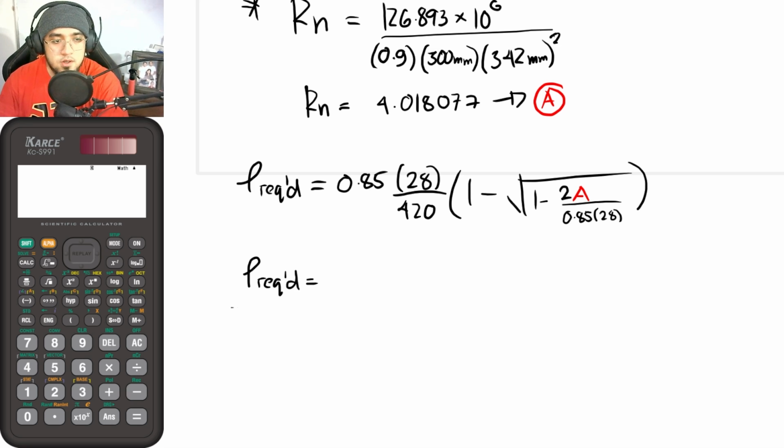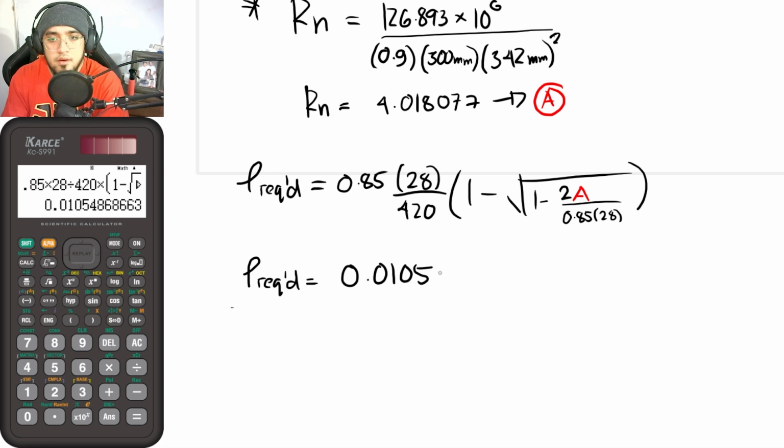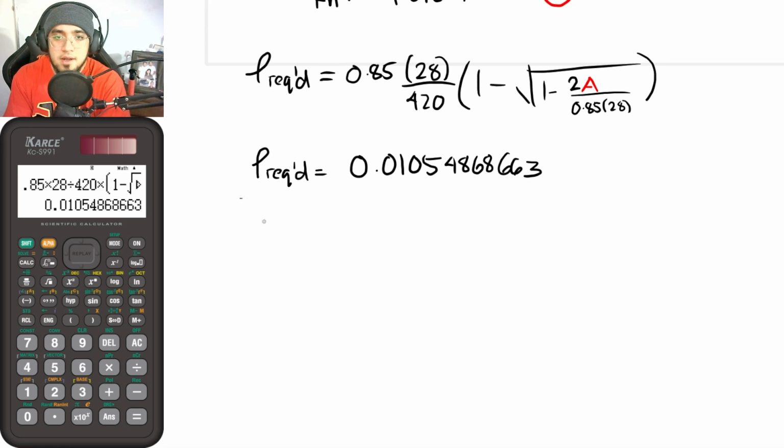Looking at the calculator to your left, that is 0.85 times 28 divided by 420 times the quantity of 1 minus the square root of 1 minus twice Rn, and our Rn is alpha A, divided by 0.85 times 28. So our answer here for rho required is 0.01054868663.